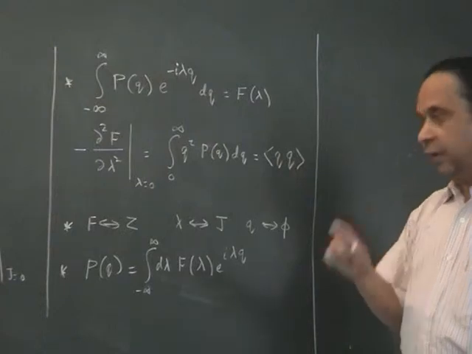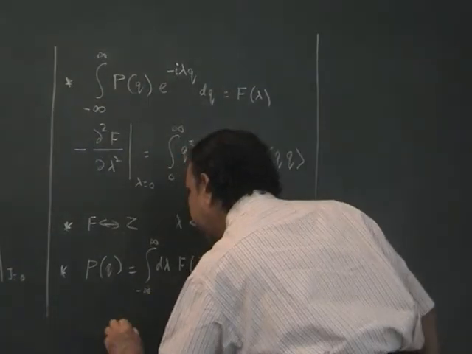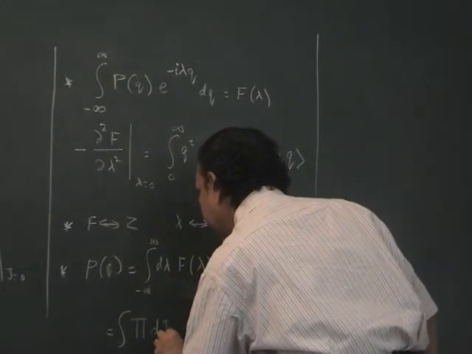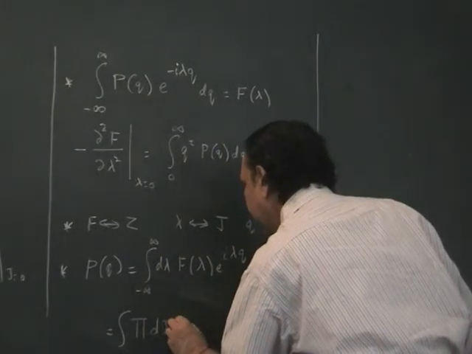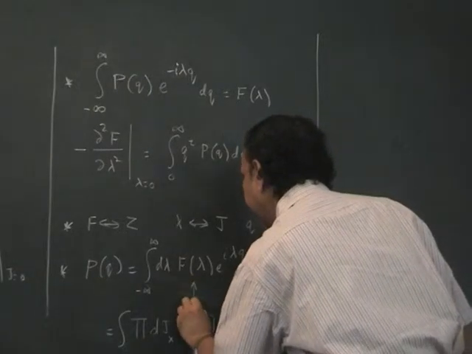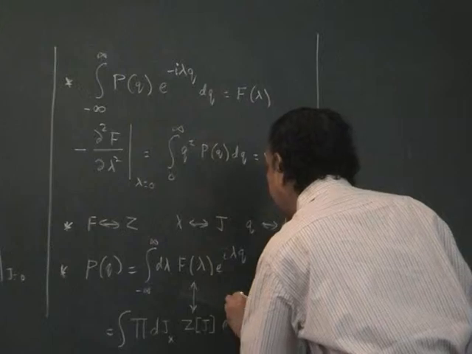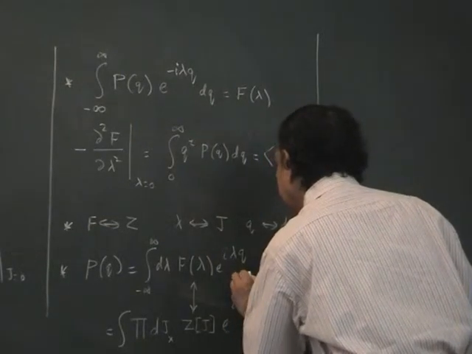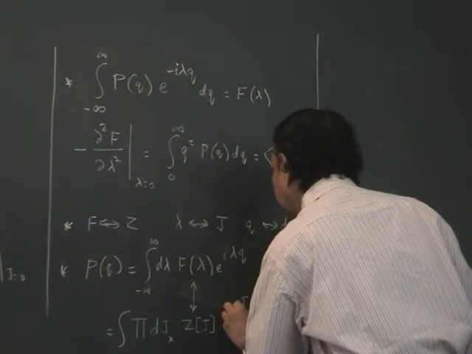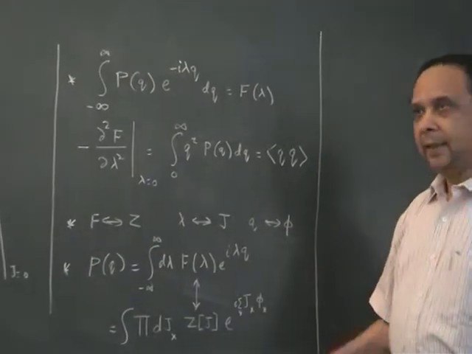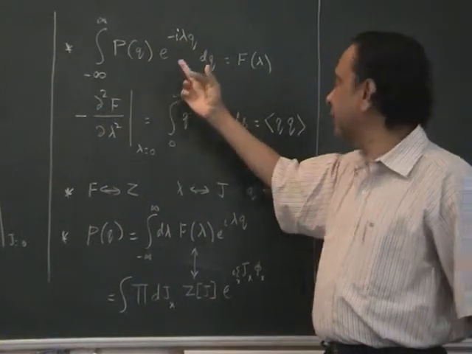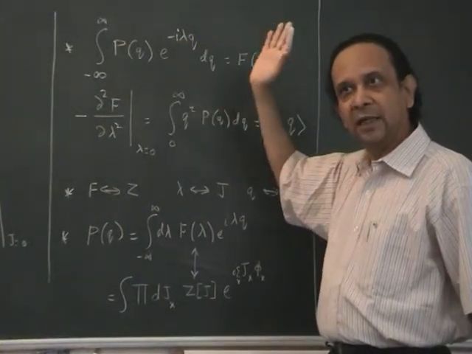Right? In our case, what should we do? We have to do an integral over the J. So take J at any point x, then you have a Z of this J. This goes to this. Then you have an e to the i J at x phi at x summed over all x. I could have done the same thing with q1, q2, q3, qn, with a multi-dimensional variable. Then I would have got lambda 1, lambda 2, lambda 3, lambda n. That is what we are doing.